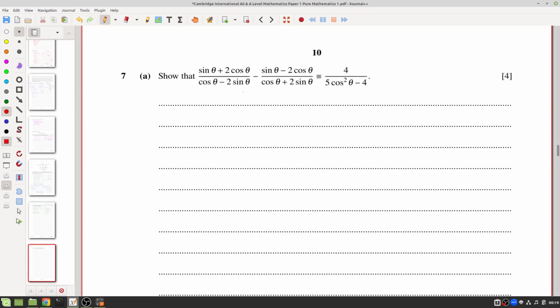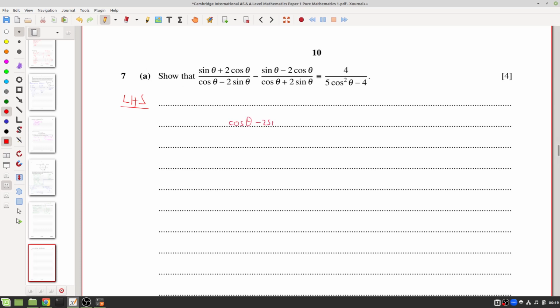Question 7. Okay, show that this equals this. So I'm just going to start with the left-hand side. I always work with the left-hand side unless there's something drastically funny that happens. So here we've got two fractions. If we want to subtract or add two fractions, we need a common denominator. So our common denominator is going to be when we multiply those together.